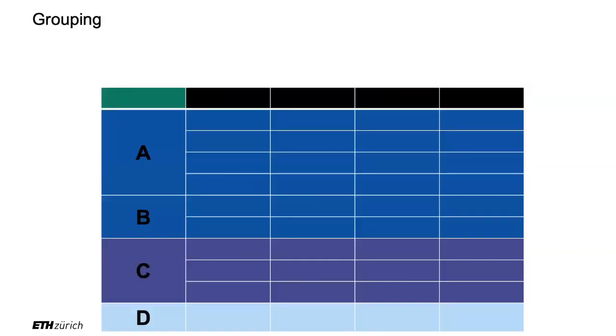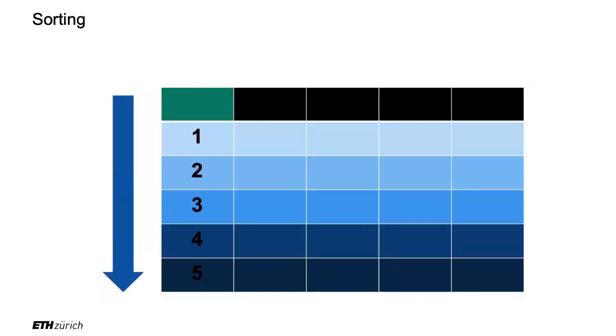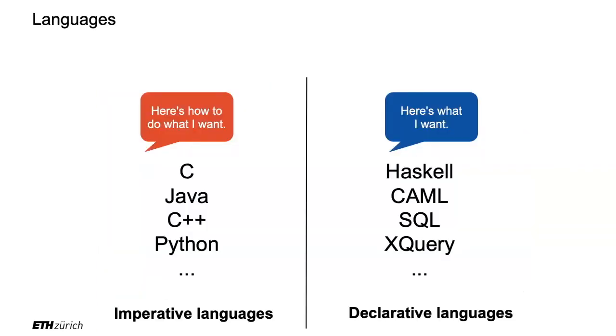Also with normal forms, the Boyce-Codd normal form and so on, the idea that we decompose into multiple tables with the idea that we can join them back to the original table. Then you can group like this. That's typically in order to aggregate data and do summaries. You can sort.